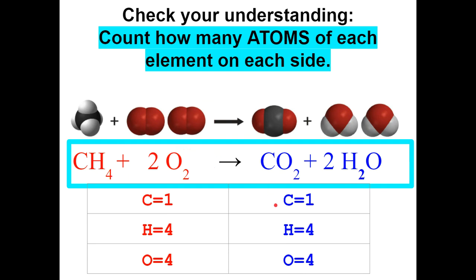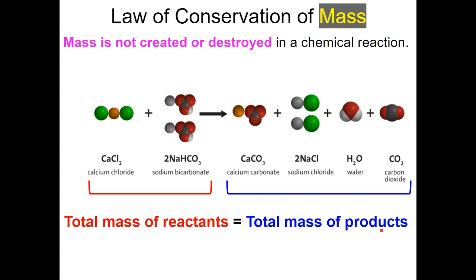On this side, you also have 1 carbon, 4 hydrogens, and 4 oxygens, okay? Notice it is the same, okay? Because in a chemical reaction, nothing is being lost or destroyed. It's just kind of scrambling around and reconnecting in different ways. If you think about it, this will make sense.